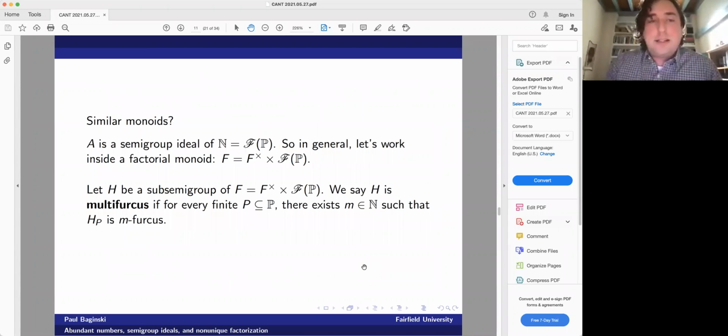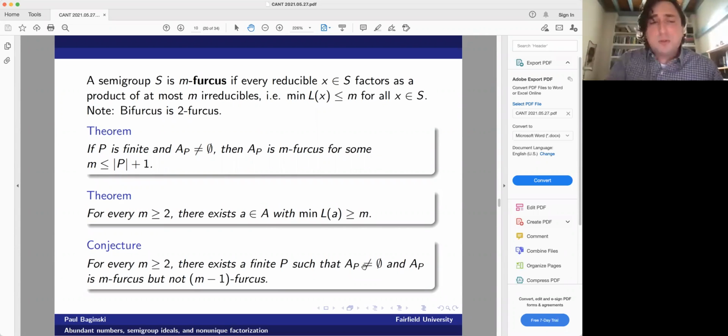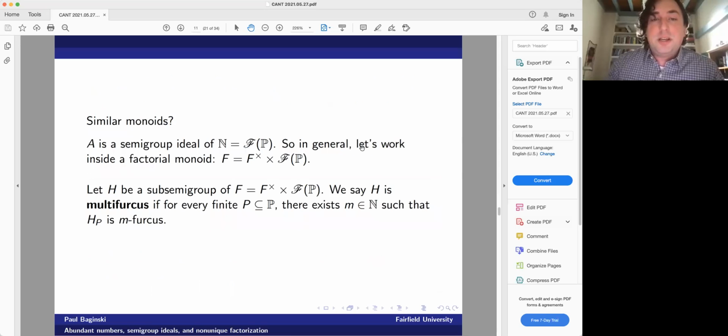And I was generally calling this a multifurcus structure. I noticed that when I proved these theorems, I really wasn't using a huge amount of information about abundant numbers. I was really using the fact that the abundant numbers were an ideal, and just some peripheral properties. So it seemed ripe for generalization. I started trying to find similar monoids where I can create this multifurcus structure. The abundant numbers were a semigroup ideal inside the natural numbers, which is a free abelian monoid on the primes. You can work a little more generally in factorial monoids. The only difference is I have a free abelian monoid on some set of primes, not necessarily the integral primes, just some prime generators, and I can add in some units. It's just a slight bit of additional generalization.